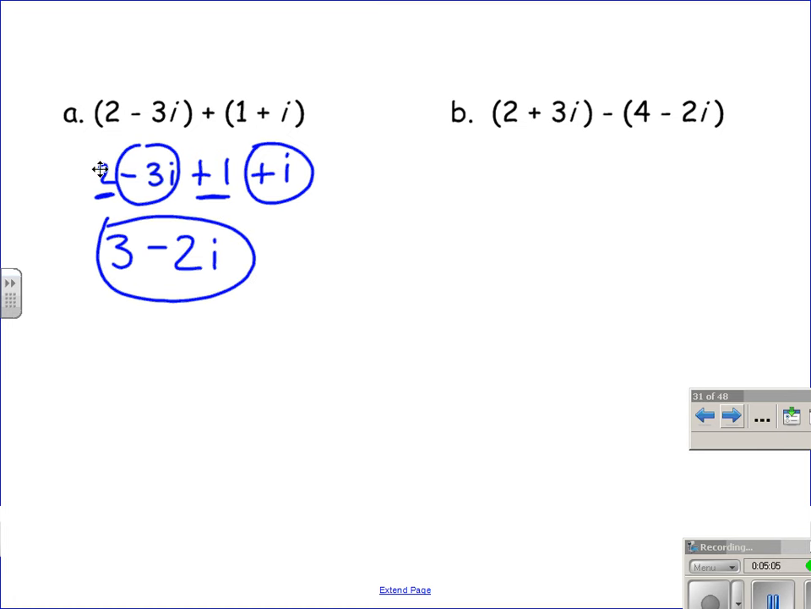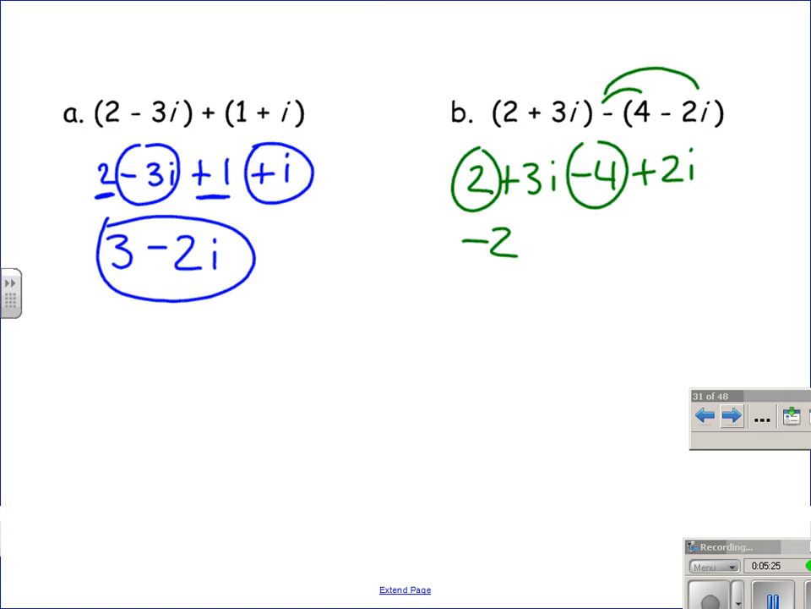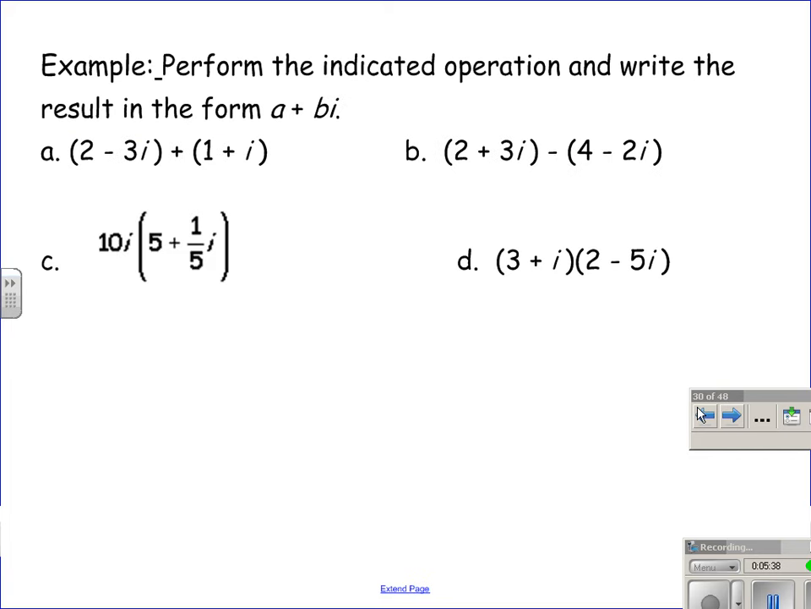And now we're going to look at part B. And again, we're just combining like terms, so I'm going to rewrite it as 2 plus 3i. This negative needs to distribute, minus 4 plus 2i. Combining like terms, so the 2 minus the 4 is going to give me negative 2. Then I combine these two, and I get plus 5i. And that's it for those two. And let's move back and take a look at the next two problems.